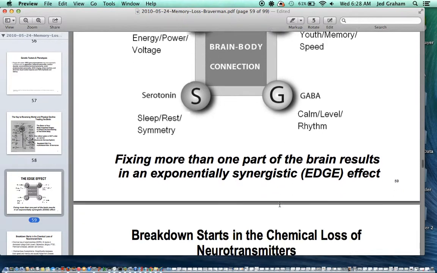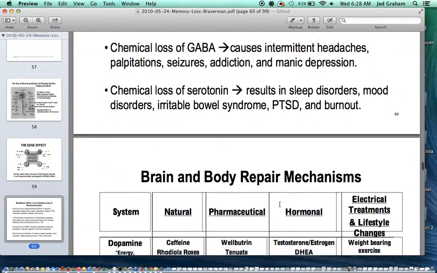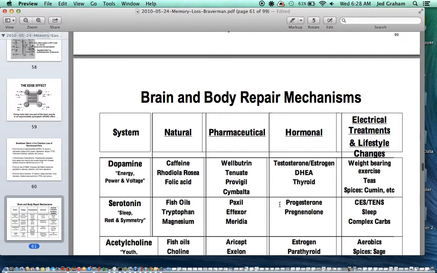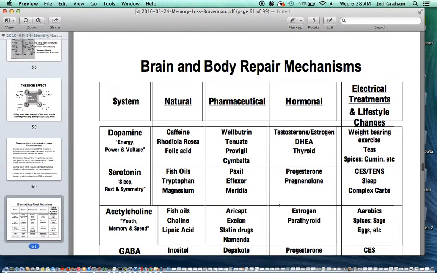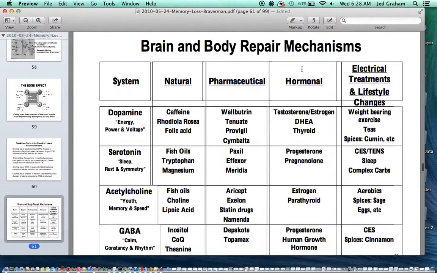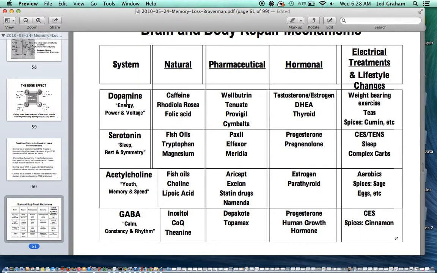All right, so we're going to go down through his article and go into some more specific areas. Now, what I wanted to point out here is in this slide, brain and body repair mechanics. It's interesting over here on the left, we have the system: the dopamine, the serotonin, acetylcholine, and GABA. And then we have natural ways of fixing this. Dopamine: caffeine, rhodiola, and folic acid.